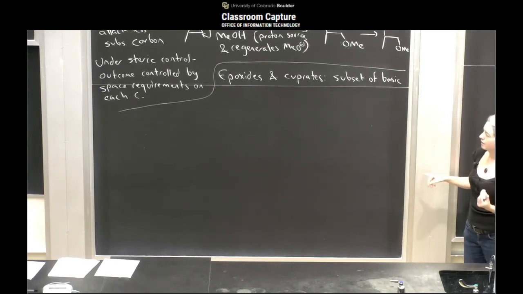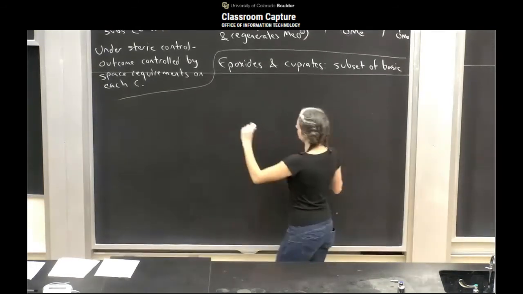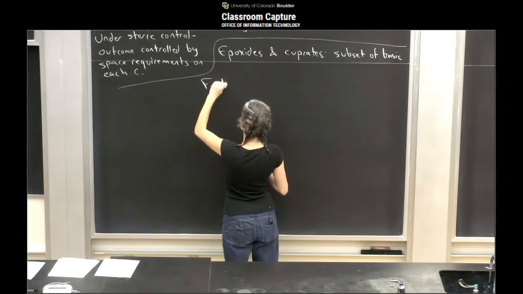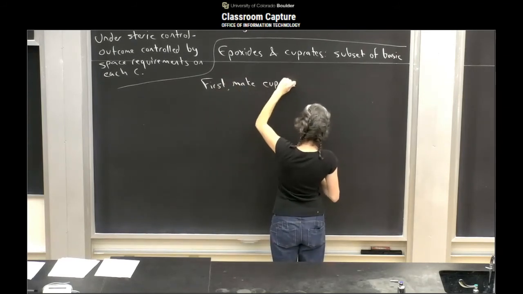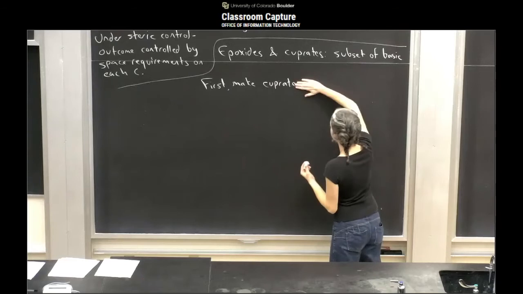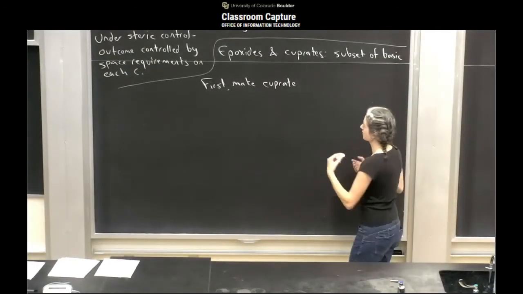Those of you who didn't have me for OChem 1, did you cover how to make cuprates at all? Or do you want me to go over that real quick? Go over it? Okay. So first, you want to make a cuprate. And the way that we make them is from organometallics that we've been using previously.